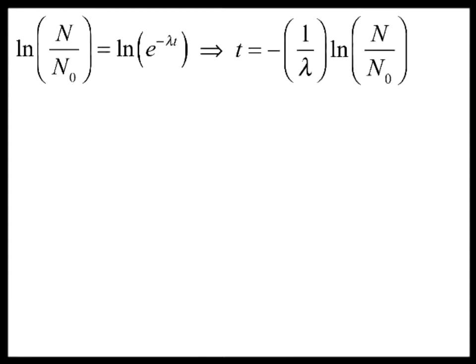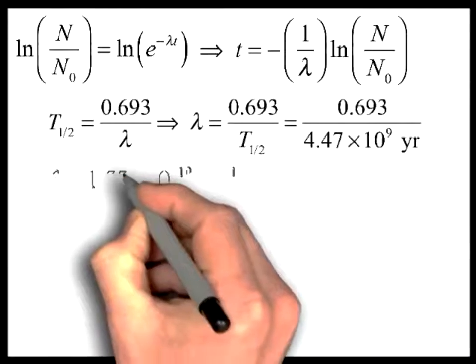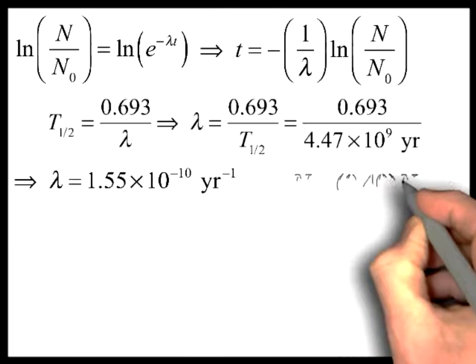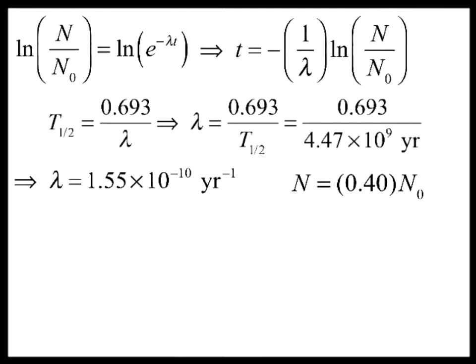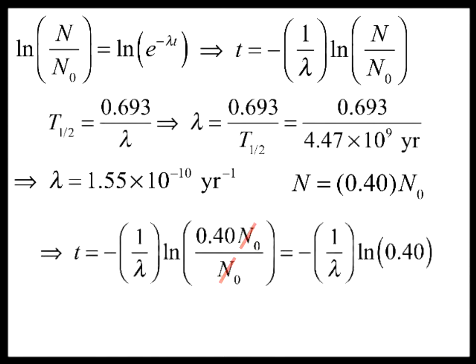In order to solve for t, we have to find the value of the decay constant lambda, which is related to the half-life through equation 31.6. Furthermore, from the information given in the problem, we see that the number of nuclei remaining, N, is 40% or 0.40 times the number of nuclei initially present in the sample, or N0. Making these substitutions into the equation above gives us our final result for the time t.